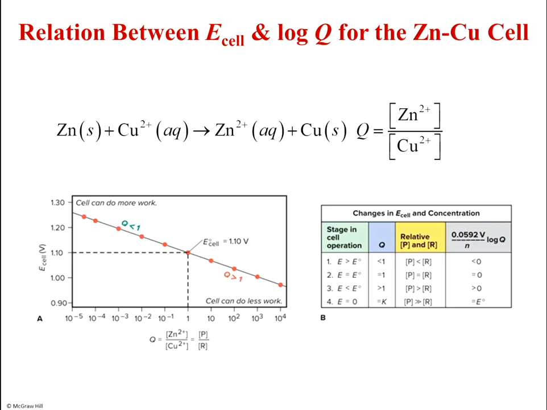So here on our x-axis, we have that ratio zinc to copper. And then correspondingly, we have E cell on the y-axis. We're taking the log of Q along our x-axis. You can see it's a logarithmic scale. And so we have a linear relationship. When we're at the ratio of zinc to copper equals 1, that's our standard cell. So the cell voltage here is 1.1 volts.